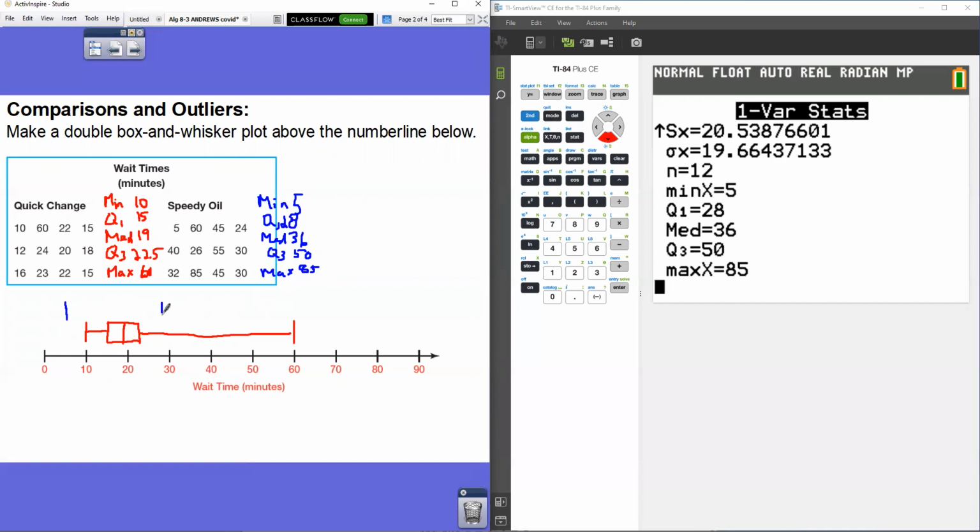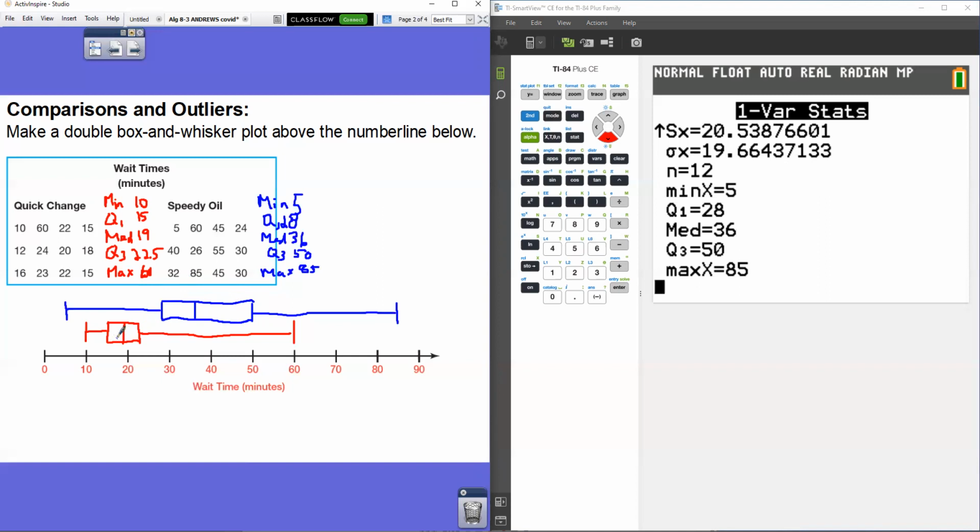So I'm going to approximate that right there. Median is 36. Again, another approximation. Q3 is 50. And max is 85. So I'm going to connect my whiskers first. And then draw my box. Notice that this box is significantly bigger than this box. So this IQR is significantly larger than this IQR.